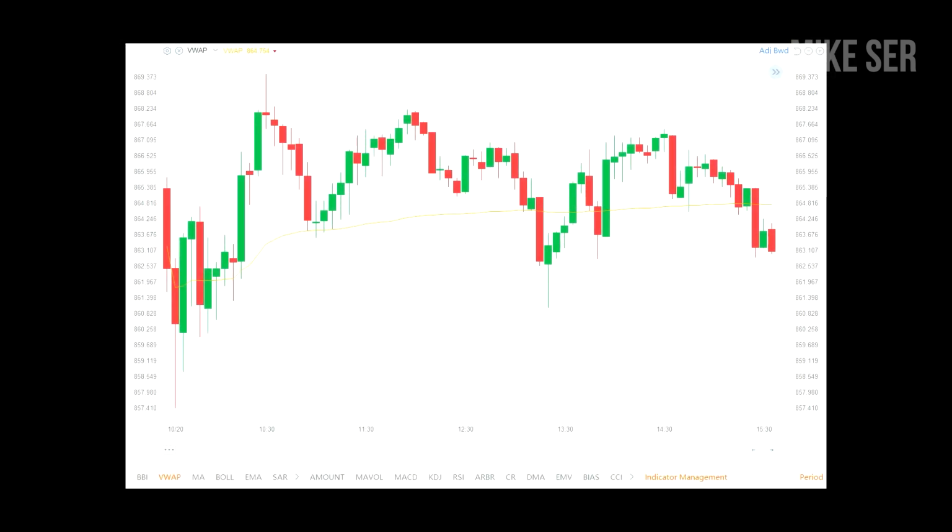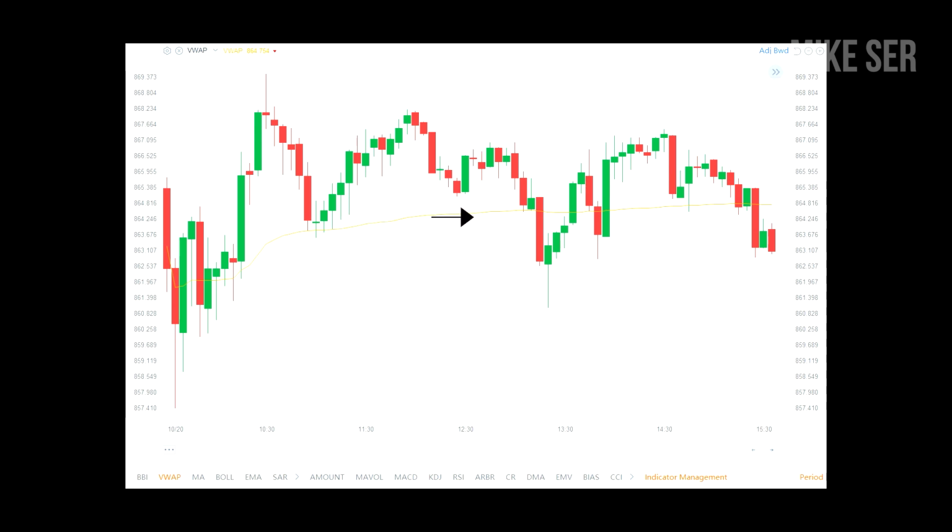So if the price stays above the VWAP line, then traders will be looking for an opportunity to buy the stock. As well, if the price is above the VWAP line and it goes down to the VWAP line, then the indicator signals that it's also time to buy the stock.